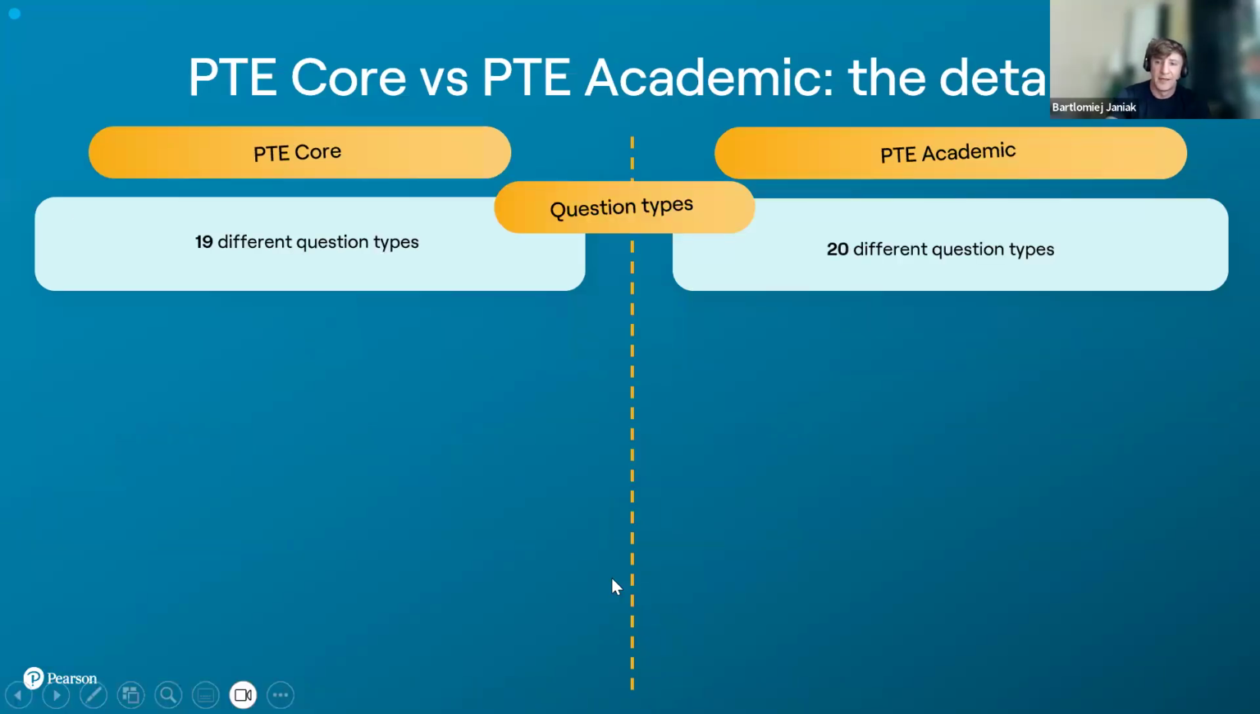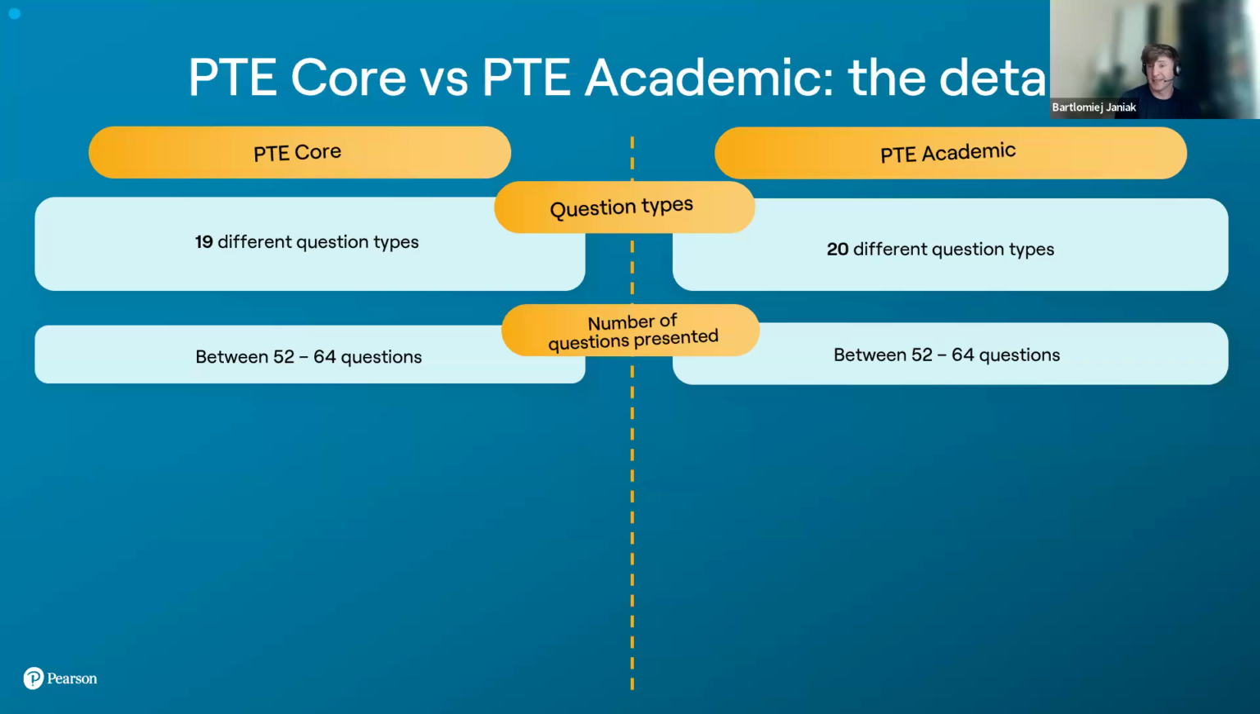So there are 19 question types, and PTE Academic has 20 question types. So 2 question types were exchanged, and 1 question type, which is the highlight correct summary, which is quite an academic one, is not present on PTE Core, but you will see the question types in a second.